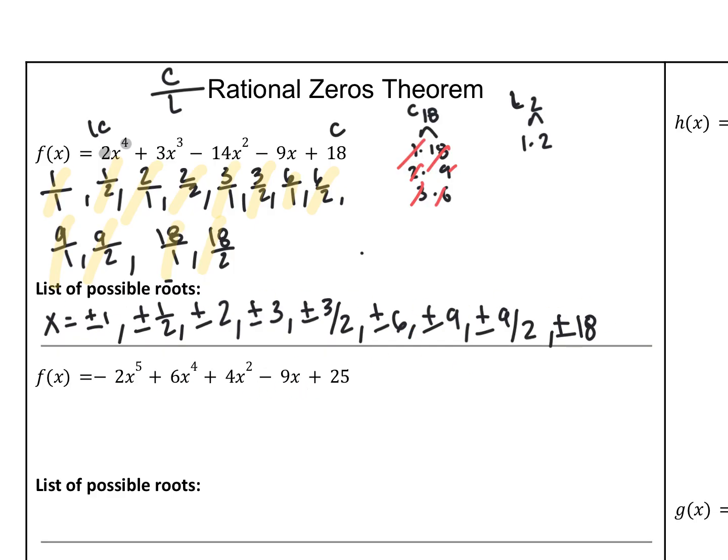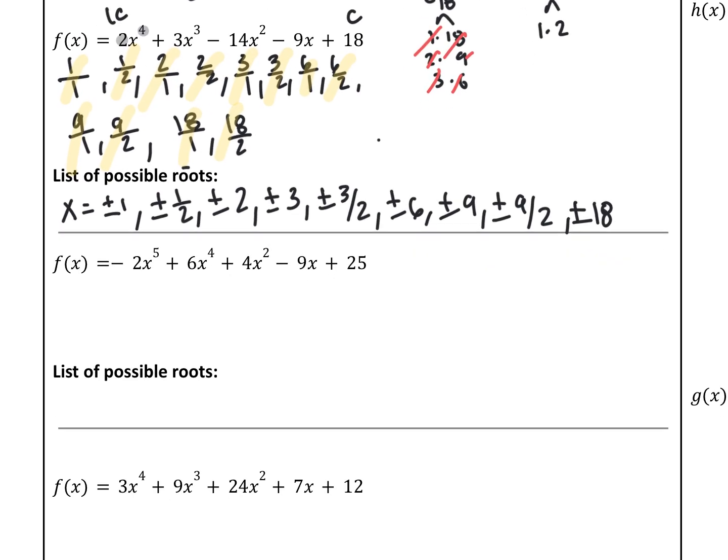Here we have another example. We're going to do the same thing. We start by finding the constant. I like to do the constant first because we have the constant on top, leading coefficient on the bottom. So I do the constant, which is 25 first. 1 times 25, 5 times 5. And then I do the leading coefficient, which is 2. I don't really care about the negative sign because remember, at the end, we add the plus and minus, so the sign will come at the end.